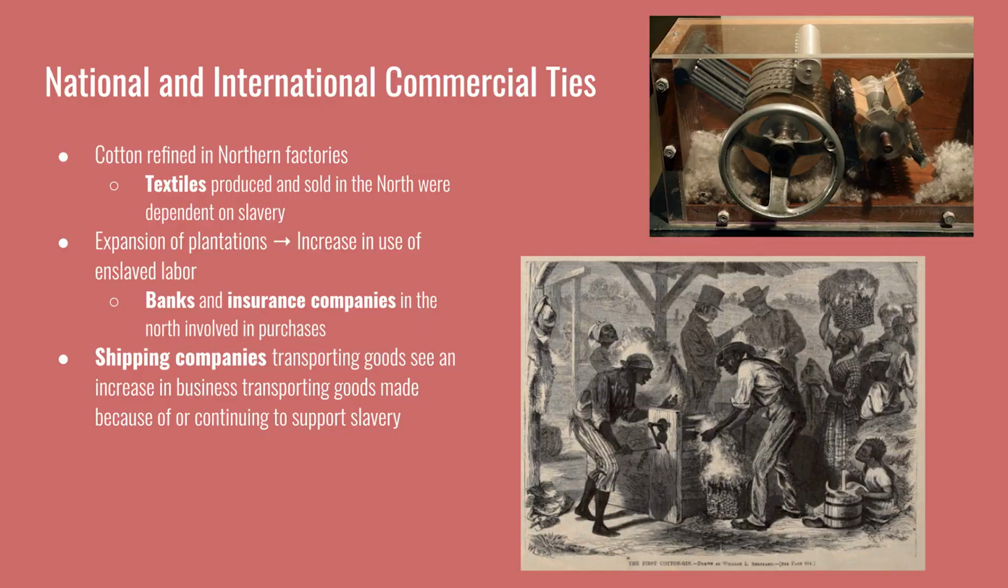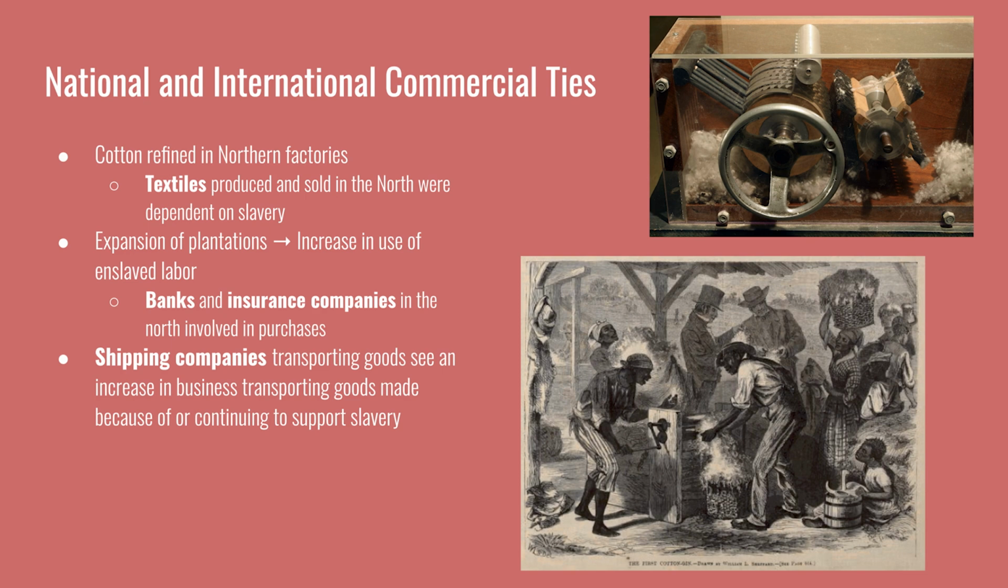The North and the South were interconnected due to cotton. Cotton was grown in the South using enslaved labor and was refined in northern factories. The textile that was produced and sold in the North was dependent on that slavery that extracted the cotton from plantations. As plantations expanded, they increased the use of enslaved labor.